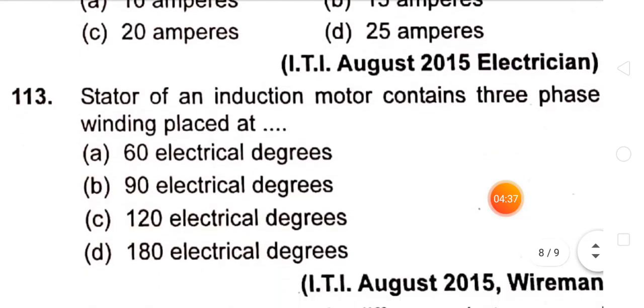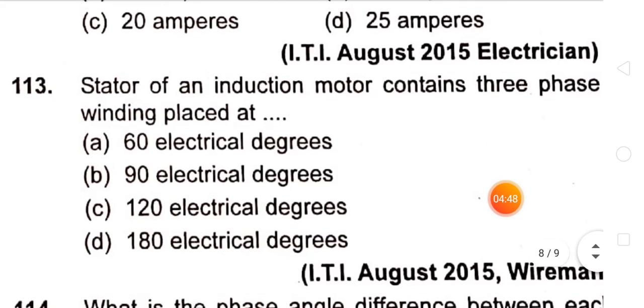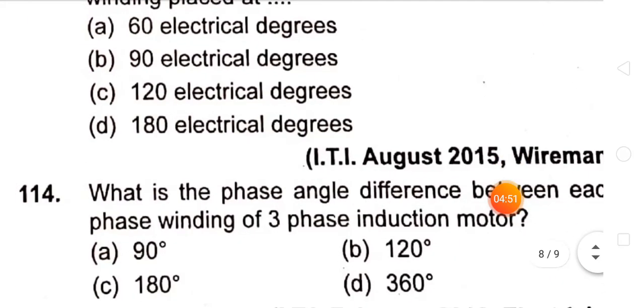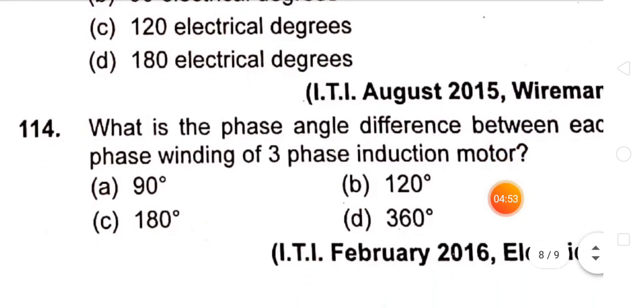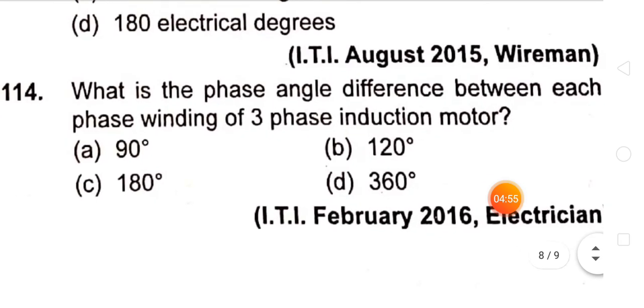Stator of an induction motor contains three-phase winding placed at 120 electrical degrees. What is the phase angle difference between each phase winding of a three-phase induction motor? Answer is 120 degrees.